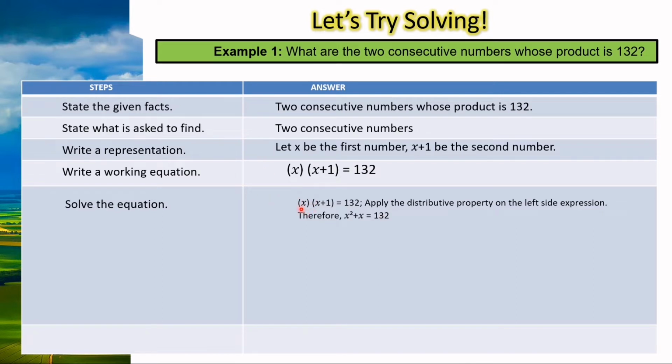Yes, we're going to distribute x times x. So what is the product? That is x squared. Next, multiply x plus and 1. So you have x. Then copy, equate it with 132. So now you have x squared plus x is equal to 132. How are you going to write this as a polynomial so that you can factor it? Correct. We're going to equate this into 0.